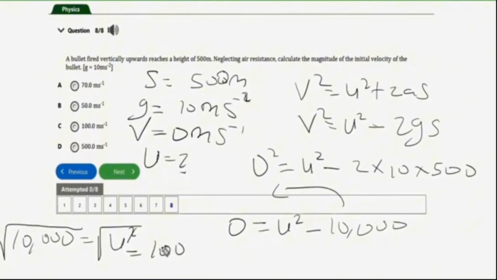Okay, so the correct option in this question is option C. The initial velocity u will be 100 meters per second.